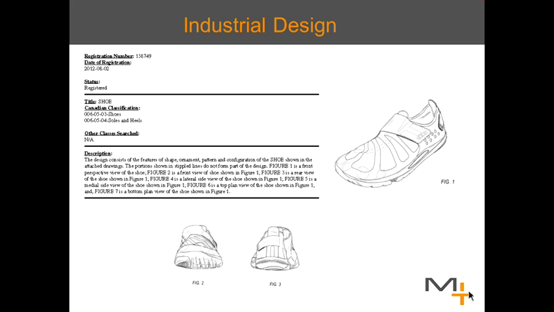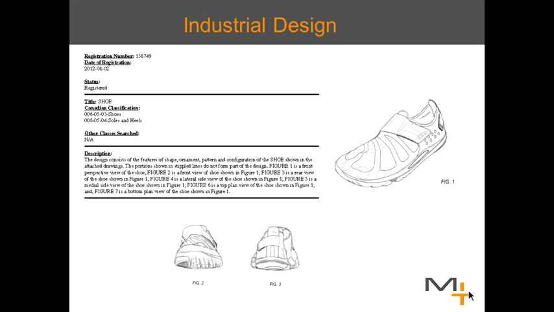An industrial design gives you protection not over the function of a product, but over the aesthetics, so the way that it looks. So the example here is a shoe that has a specific look to it. You may be able to get protection for the look. So if you have a product that has a unique look, you may want to seek industrial design protection for it.